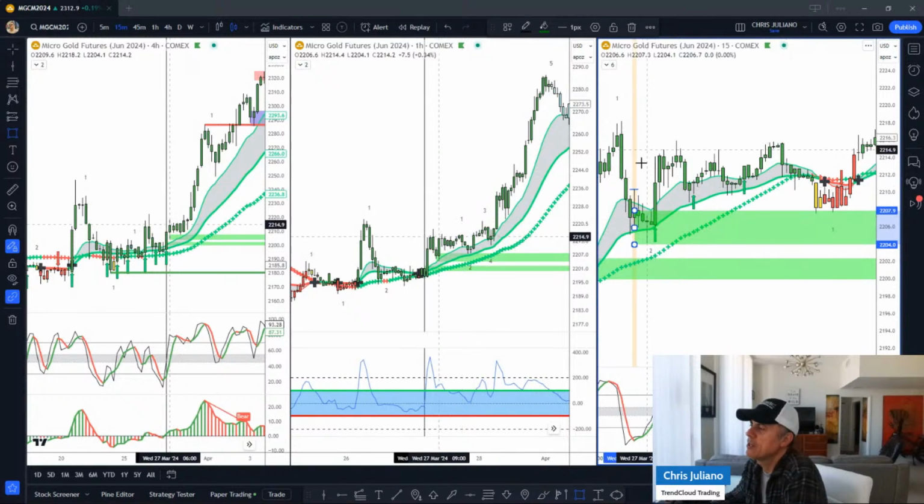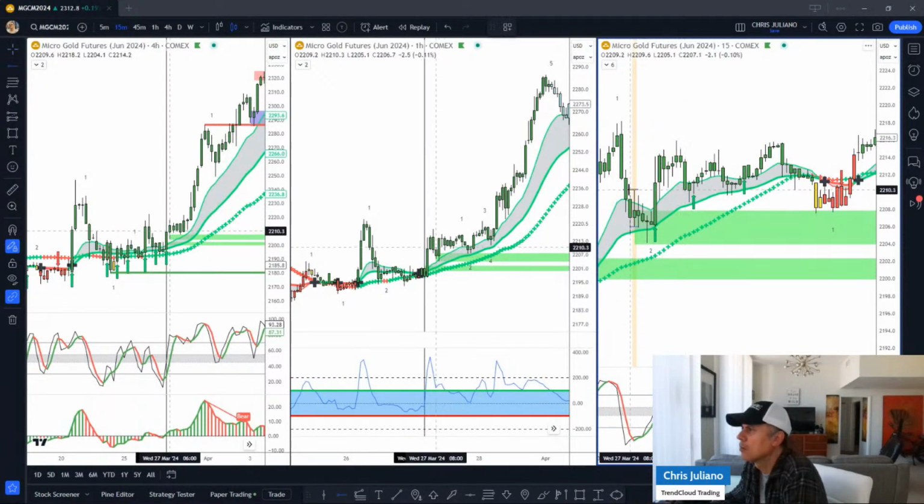So here's the opening range, right? So right at this point, see these 2 lines here? Right there and right there. That's the 15 opening range from Wednesday, March 27th. Go back and read it again.